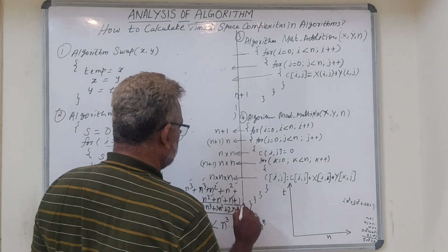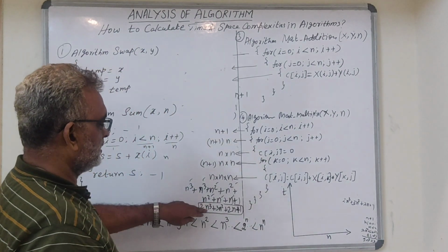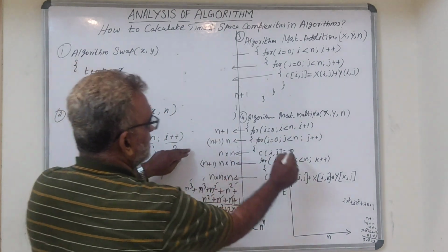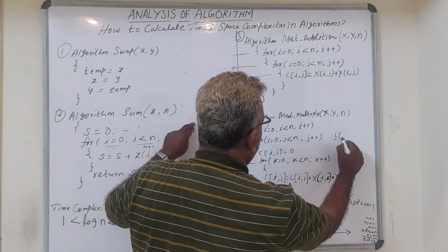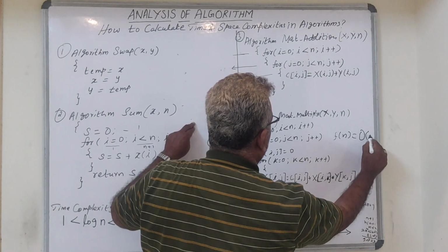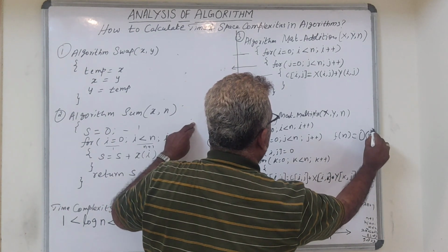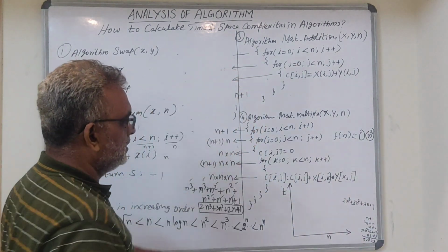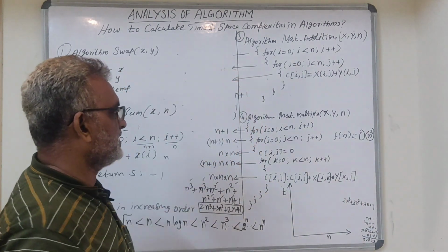So what is the maximum degree? The maximum degree is nothing but this n cube. So for this time function f of n, it is order of n cube. Similarly consider the space complexity.